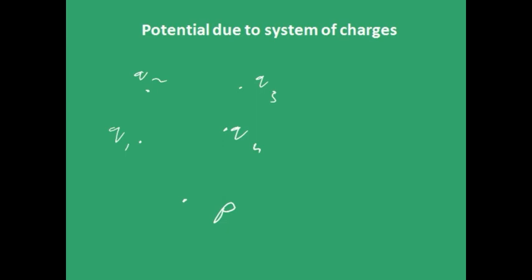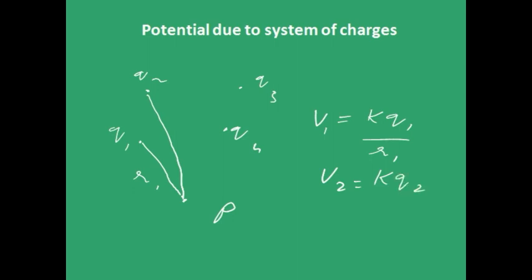If R1 is the distance between Q1 and this required point P, then my potential due to the charge Q1 alone at this point P will be, as I said, KQ by R, that is KQ1 by R1. Similarly, if R2 is the distance between charge Q2 and P, then my potential V2 at the point P due to the charge Q2 alone will be KQ2 by R2. Similarly for charges Q3 and Q4 as well.